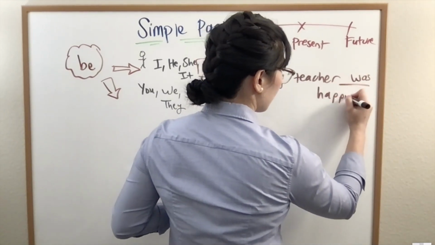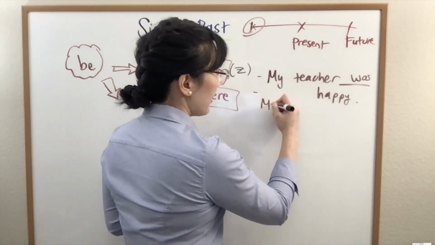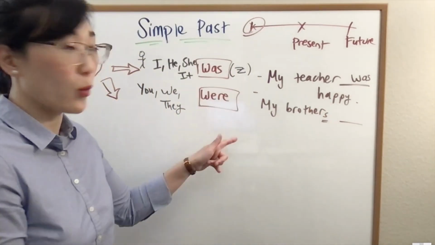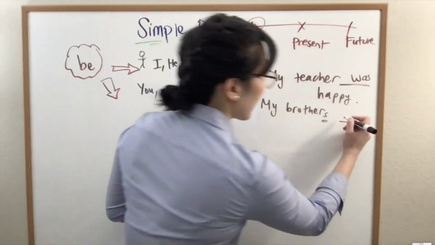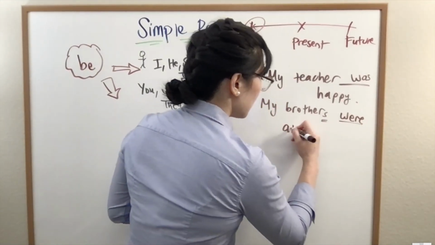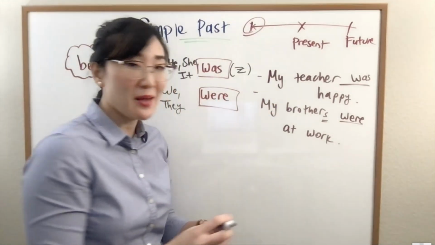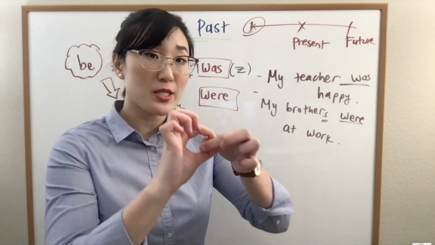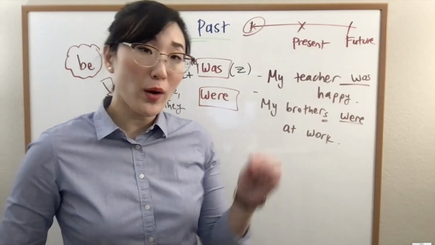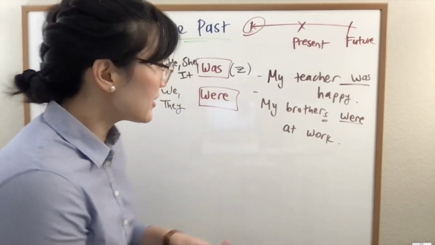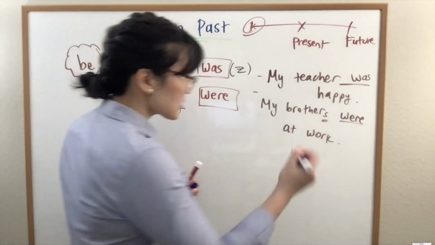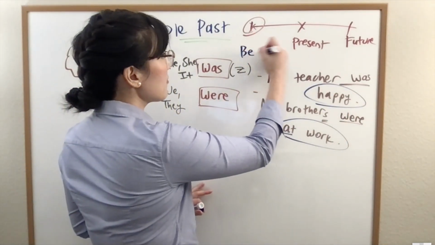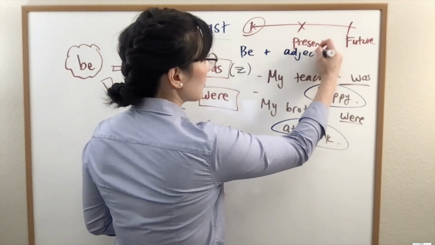happy. If I say my brothers, plural, do I say was or were? My brothers, they, so they were at work. The same idea with the present tense, we use the be verb to connect it to an adjective like happy or a noun or location. So in this case, look here, at work, this is a specific location. Happy, this is an adjective. So we always use the be verb plus an adjective or noun.